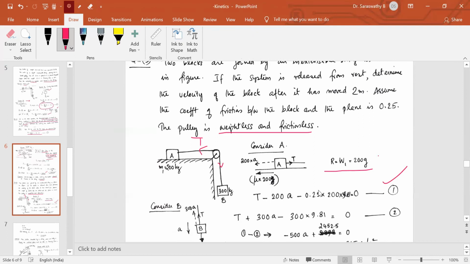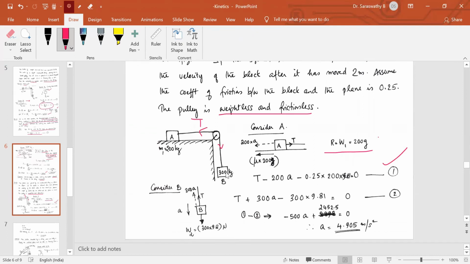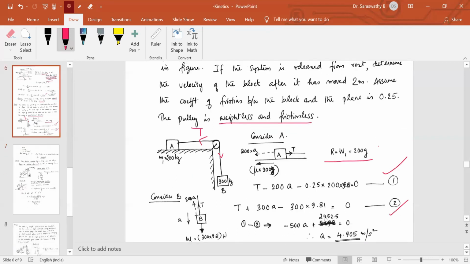First equation. Coming to the second mass, this hanging mass, tension in the string acting upwards, self-weight acting downwards. This is the direction of motion. It comes down, so you apply inertia force opposite to that. So T plus 300 A minus 300 g, mass is 300, so mass into acceleration due to gravity is the weight, is equal to 0. That is the second equation. There are two equations, T and A. 1 minus 2 will give you the value of acceleration.